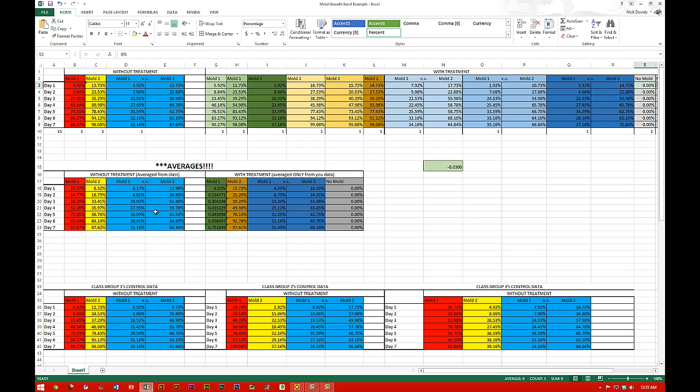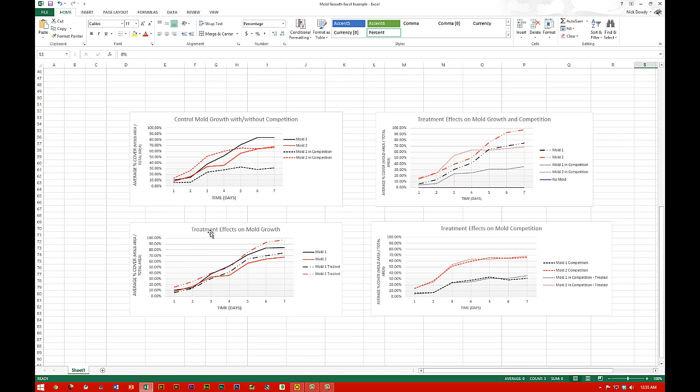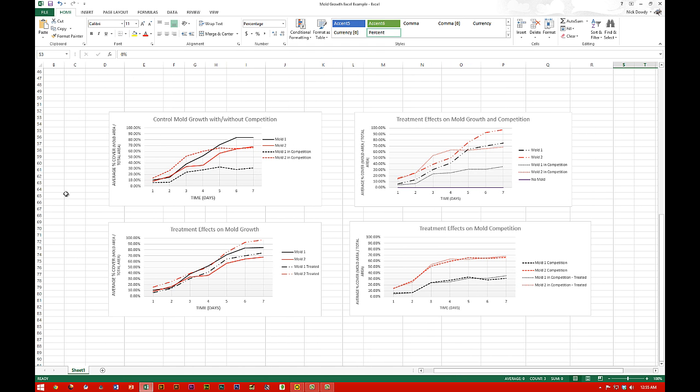Okay, now we're on to the actual graphing. So this is where most of the questions come in. How many graphs? What do I graph? That's the kind of things that I'm hearing. So you've got basically 4 different graphs you could do.